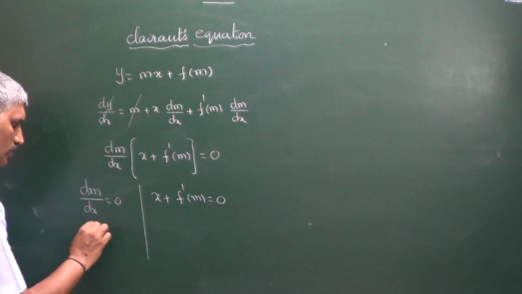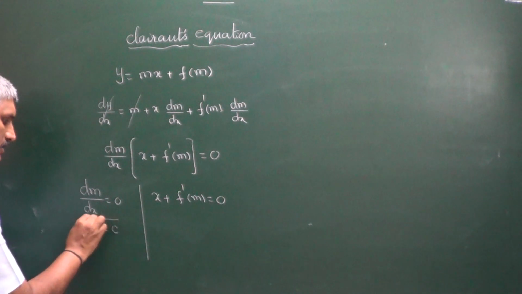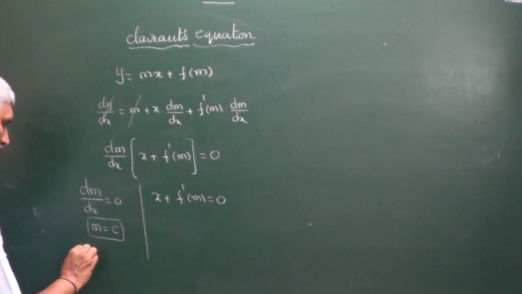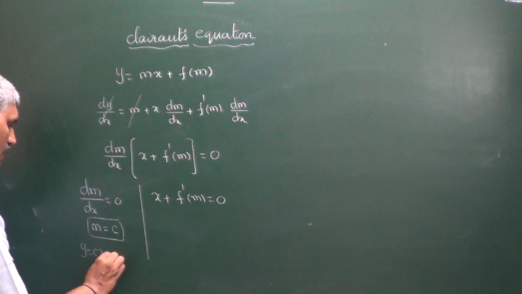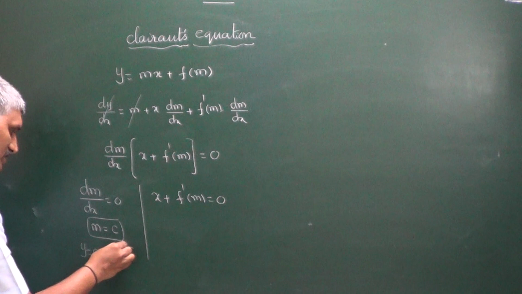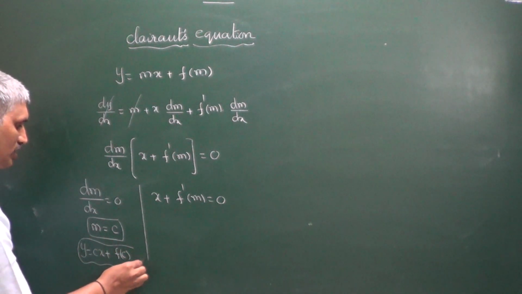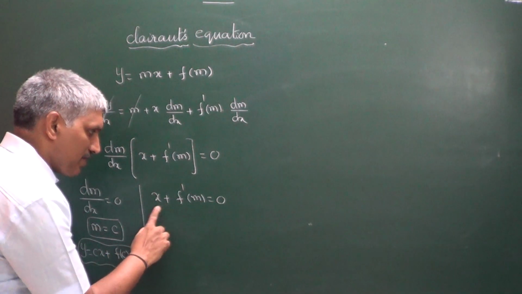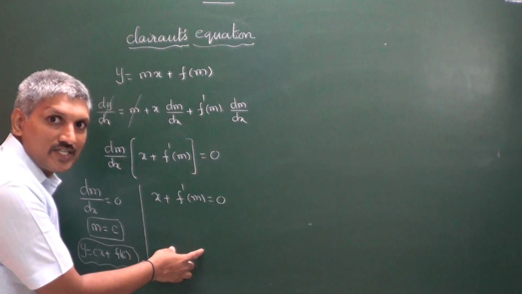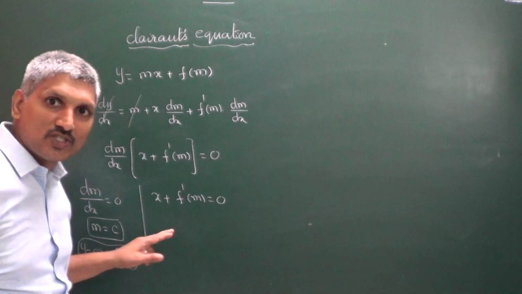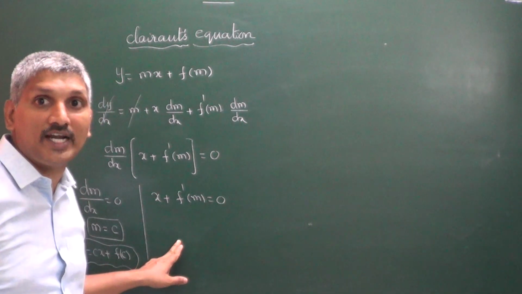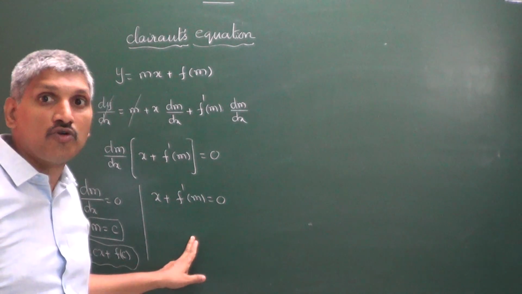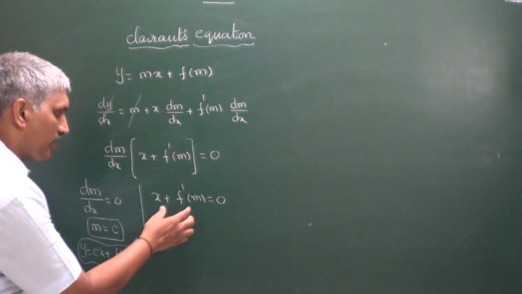Now dm/dx = 0 means we can say m is a constant. m = c, substitute here, we are getting y = cx + f(c). This is a solution. This solution is called a general solution. By variable separable method, solve the other equation and you will get another solution. That solution is called a singular solution, which gives a single curve. When we are integrating at the end, don't write the constant of integration. Okay, here you will get the curve.